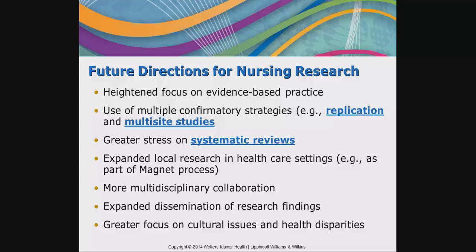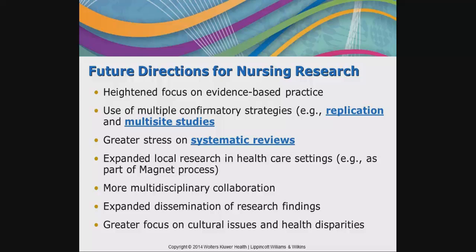But some of our other future directions include more multidisciplinary collaboration. You know, we don't operate in silos. We really don't. We're surrounded by other disciplines that have significant influence in patient care. And so we really need to push toward collaborative research with physicians, dietitians, social workers, rehab therapists, and then share these findings, because our practice influences each other.